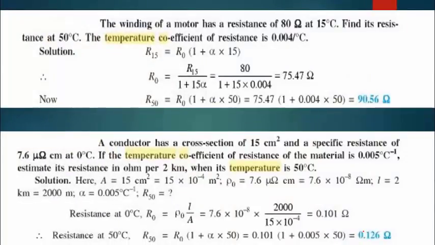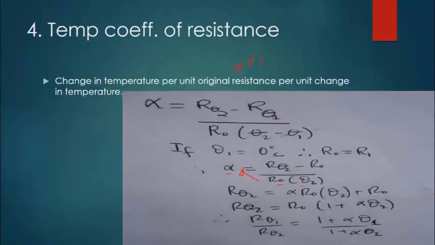Examples where such can be applied is that, for example, the winding of a motor has a resistance of 80 ohms at 15 degrees centigrade. Find the resistance at 50 degrees centigrade. The temperature coefficient of resistance given is 0.04 per degree centigrade. So solution, we have our formula that resistance at temperature 2 is equal to resistance initial times 1 plus alpha times theta 2.